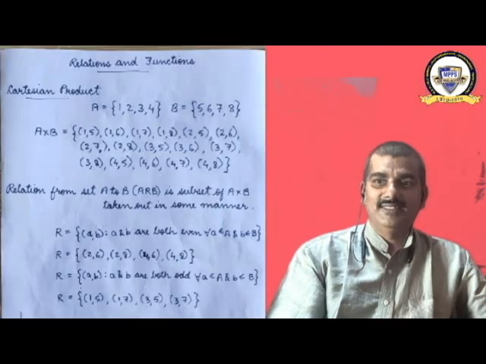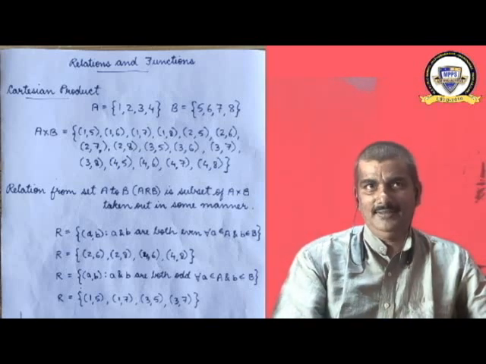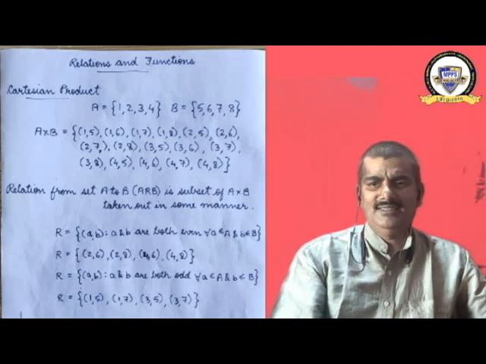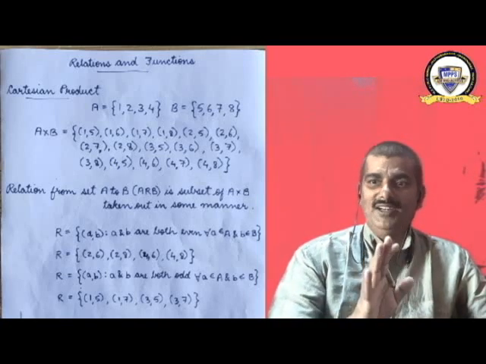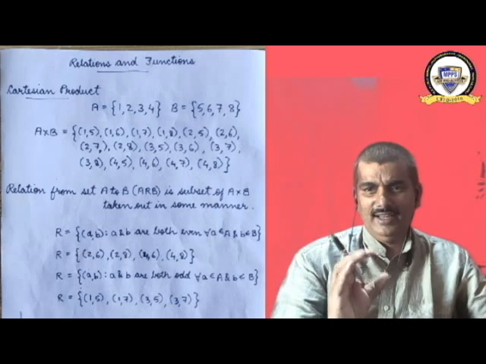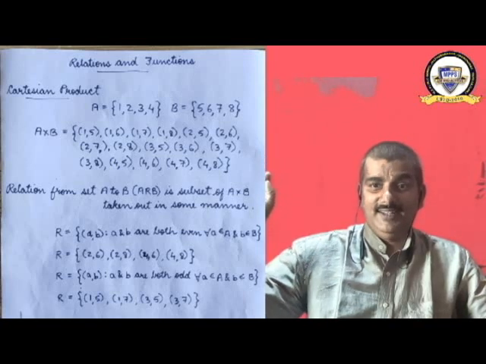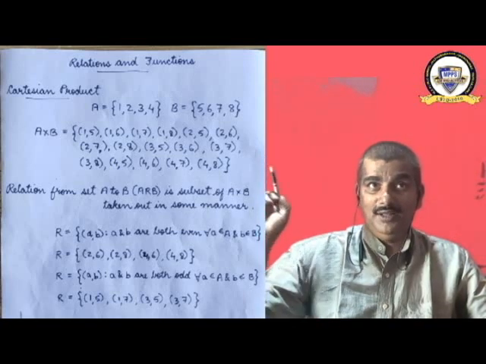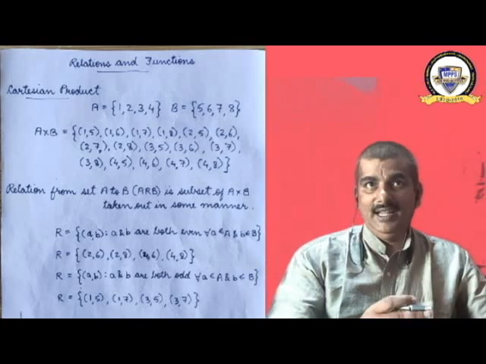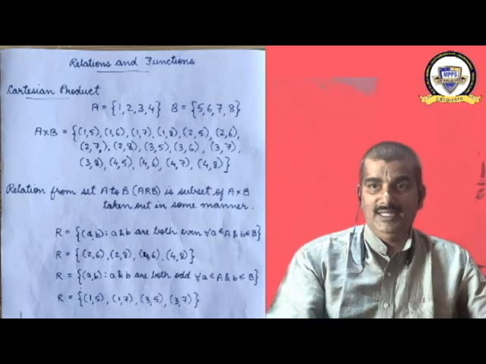To study relations and functions, we have to revise a bit from your 11th standard. Nothing else, sets. What is a set? You know a set is a collection of data. See my whiteboard. Set A is equal to {1, 2, 3, 4}. And in the same way, set B is equal to {5, 6, 7, 8}. The members of that set are the data, the elements of that set.